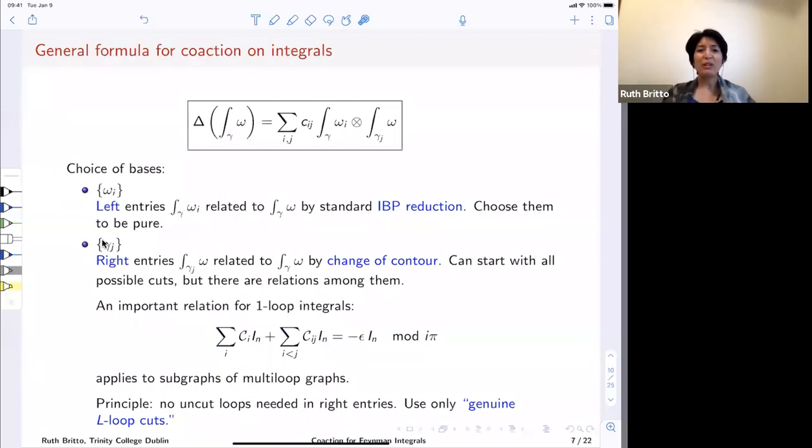Okay, so how are we going to choose these bases of cohomology and homology? So here on the left entry, the first entries of the coaction on the left, where we're changing the integrands, these integrals are going to be related to the original integral we're looking at by standard IBP reduction on Feynman integrals. And we'll make a selection, we choose them to be pure just for convenience. By the way, we can also establish how many generators we need. Okay, so I mean, IBP reduction, if you have an algorithm for that, that will just work.